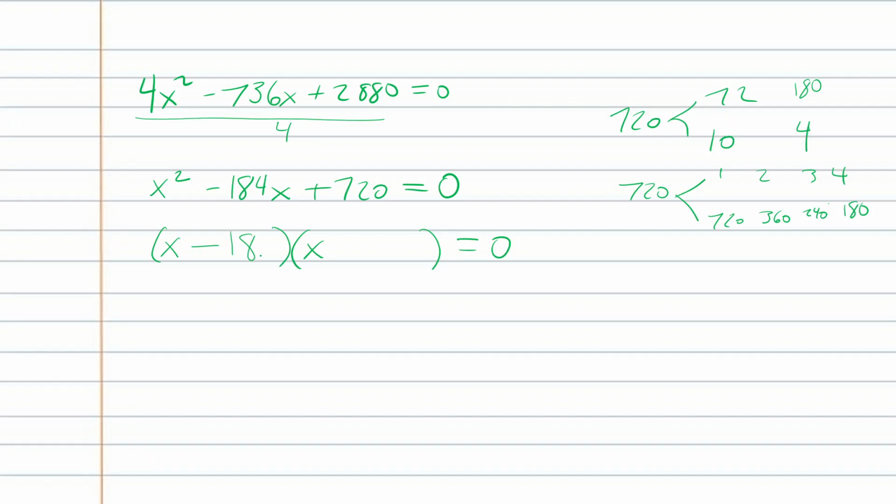Anyways, I'm going to do x minus 180 and x minus 4. That gives me x times x is x squared, x times negative 4, and negative 180 times x give you the negative 184x, and then negative 180 times negative 4 give you the 720 that you need. This must mean that x minus 180 equals 0 and x minus 4 equals 0, which would tell me that x has to be 4 and x has to be 180.